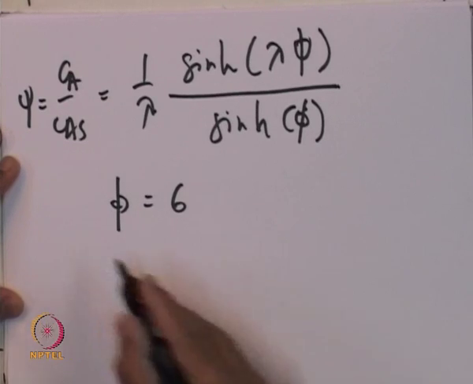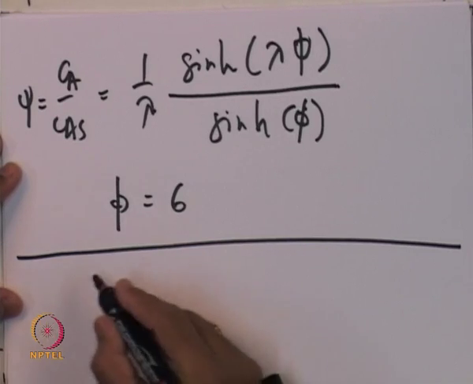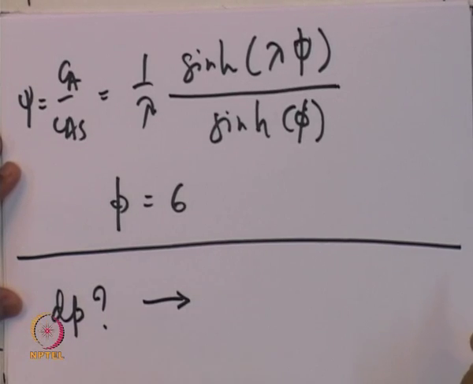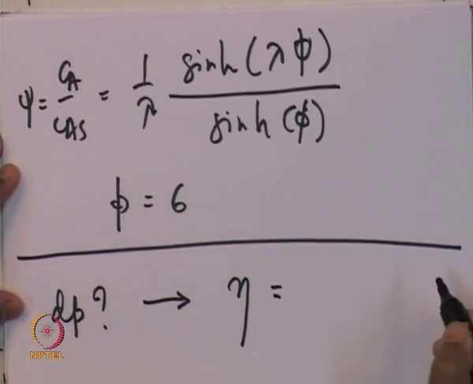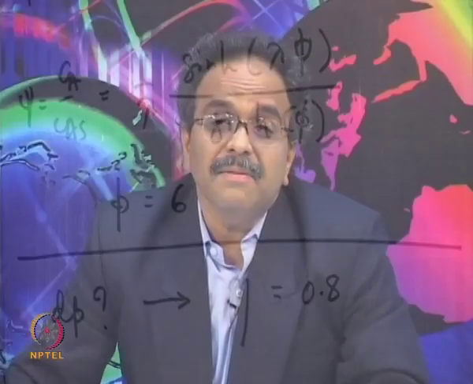Now the next part of this problem is, what should be the diameter? Okay, try to understand this. What should be the diameter so that eta, that is the effectiveness factor, is 0.8? Okay, so let's try and learn from this. Just solving a numerical problem is one thing, but at the same time let's understand what they're trying to say. We can manipulate the diameter of the particle and get the effectiveness factor that we want.